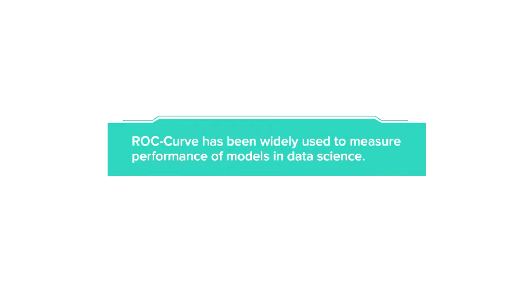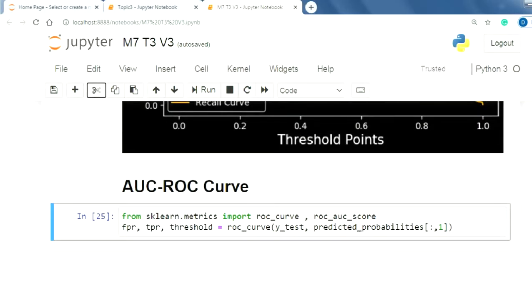Now, let's move forward to the ROC curve. As we have discussed in the previous topic, the ROC curve has been widely used to measure the performance of models in data science. Let's see how it is made. We will use the same dataset, churn prediction simple.